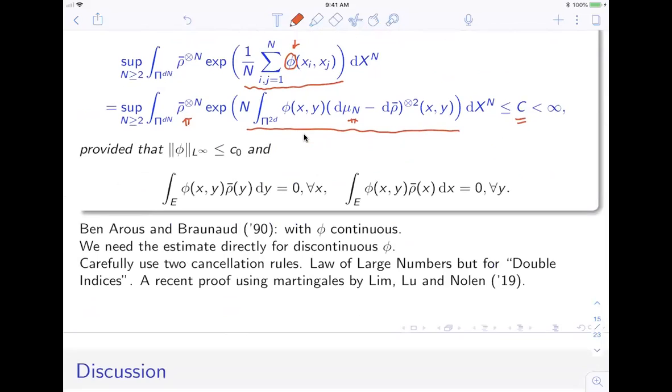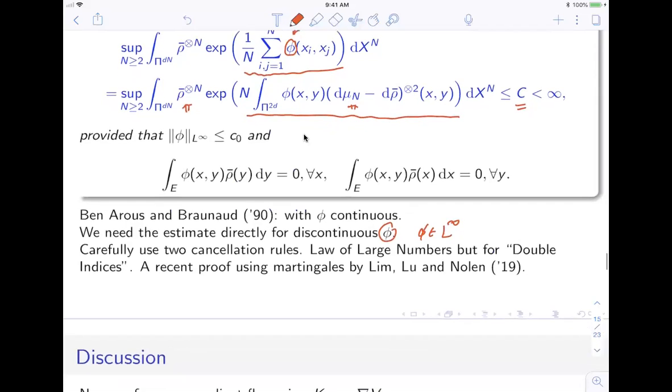So if phi is continuous, this is a classical result. But for our case, phi is not continuous, but only bounded. Only bounded. So we need to do this explicitly. We should do this from scratch. When we do that, we use the two cancellation rules I showed you. But the result is basically a law of large numbers for double indices. So the technique is exactly the same.